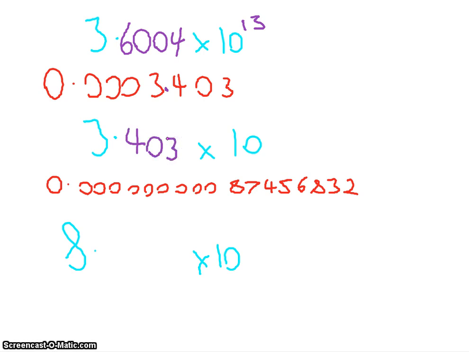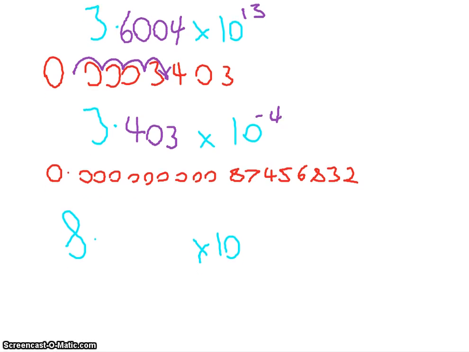Yeah. Now, how many spots have we moved the decimal point? 1, 2, oh, 3. Minus. We've moved it 4 spots, but we've gone backwards, haven't we? Minus. When we went forwards, it was a positive. Now we've gone backwards, it's a minus. Does that make sense? Okay.